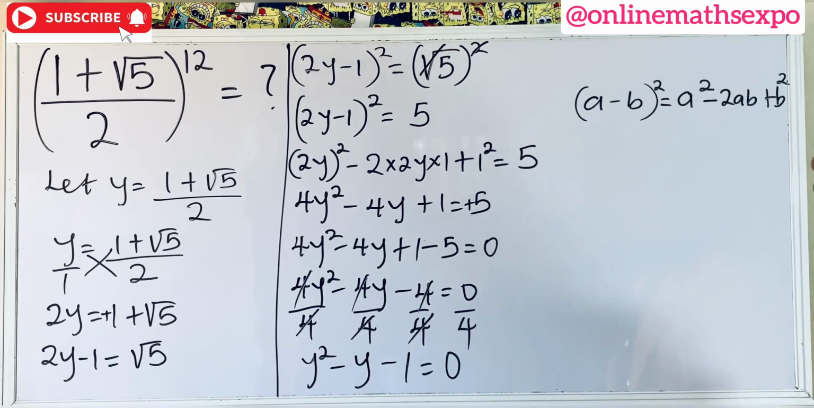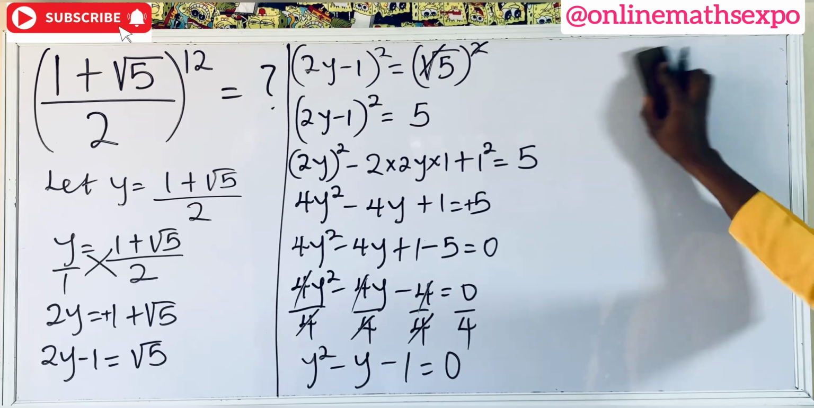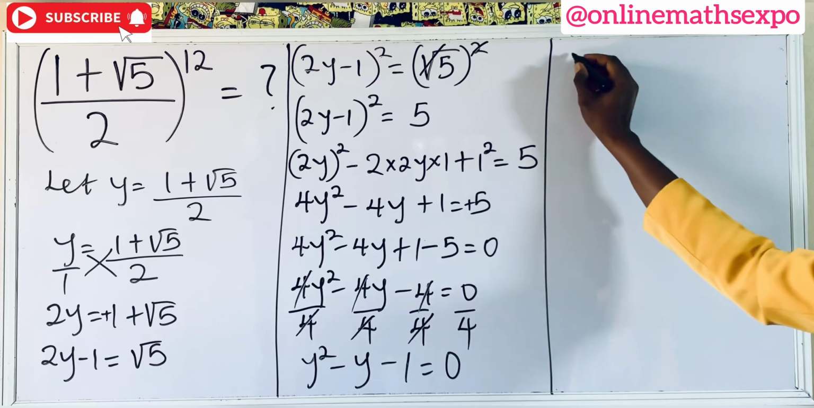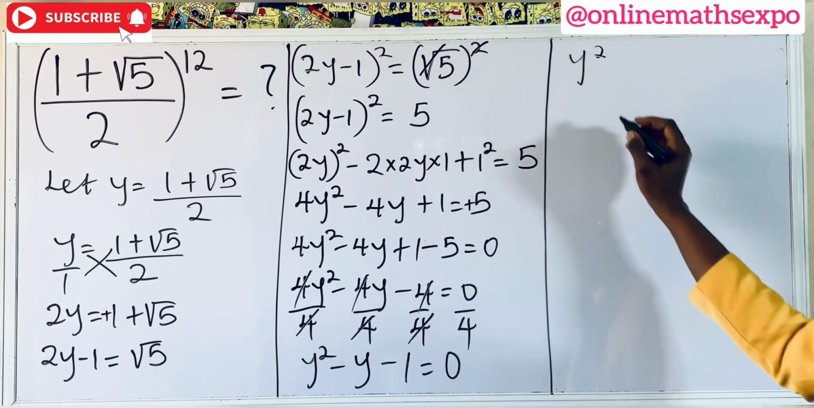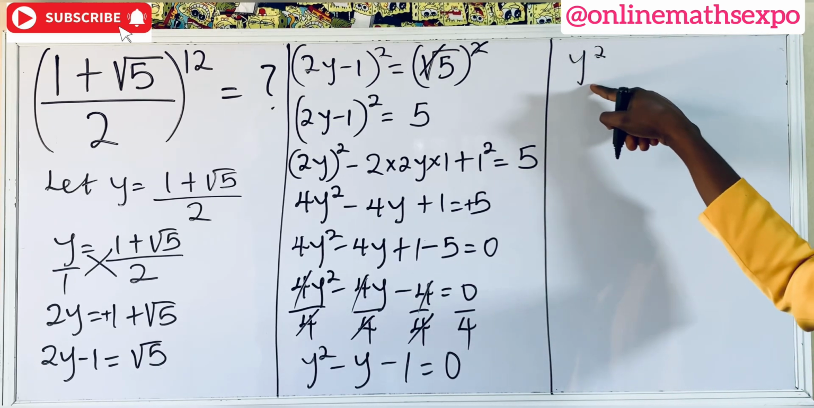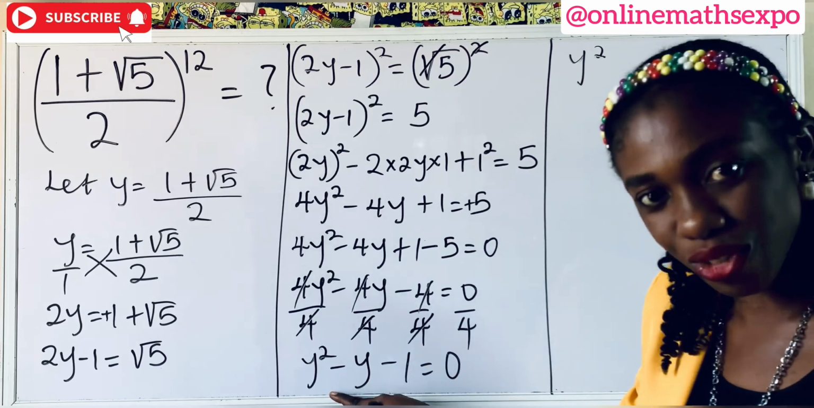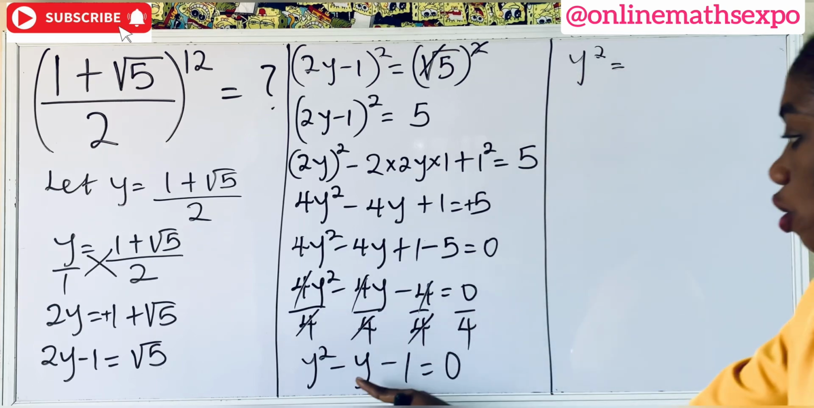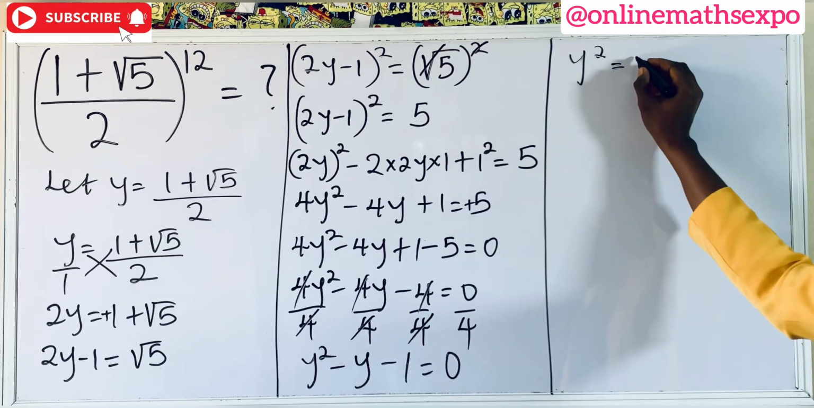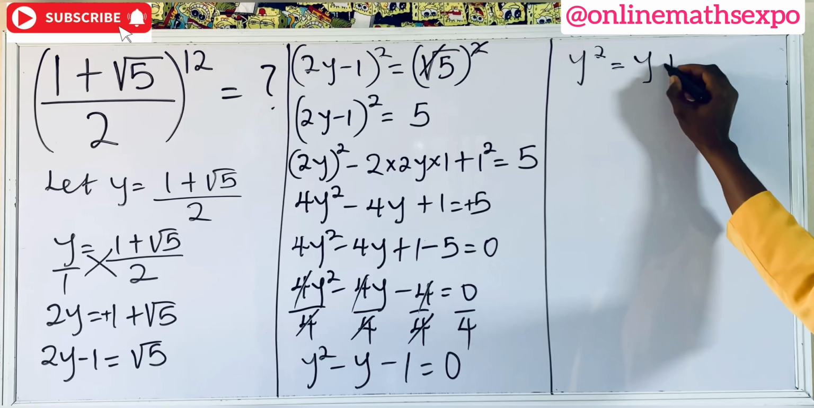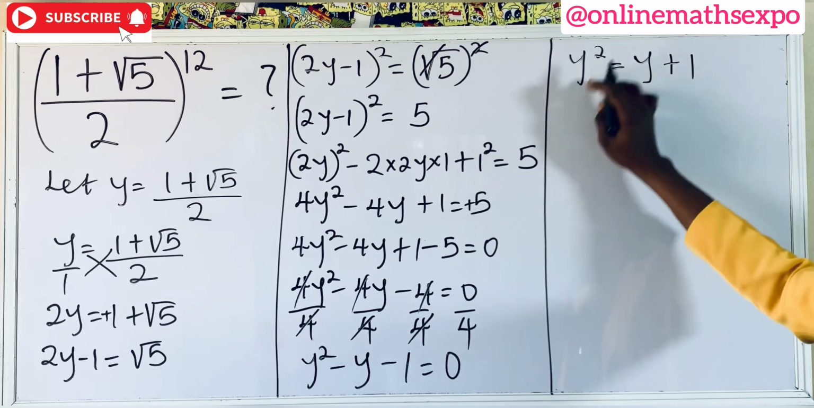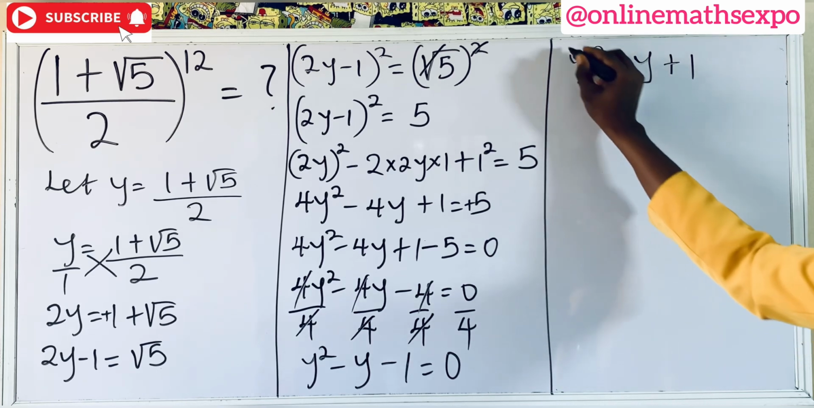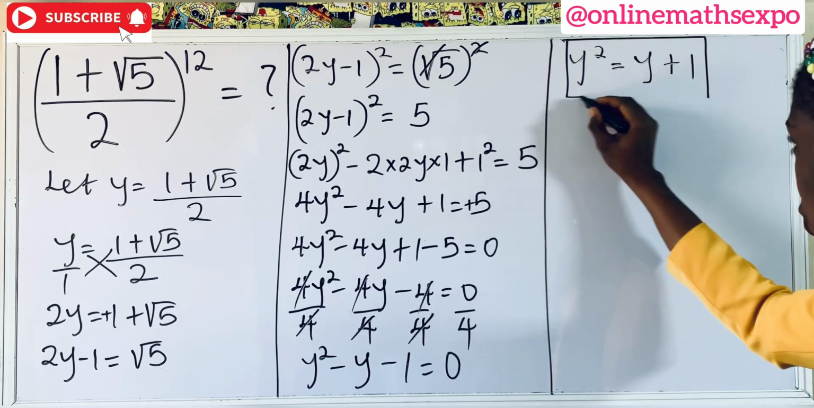So what do you think we should do at this point? At this point, we want to make this y squared the subject. Just watch to see the reason, okay? So y squared will now be equal to, add this y to both sides, we have this, then this one will be positive 1. So this is our y squared as y plus 1. Did you see that? Let's circle it. It's going to be useful.